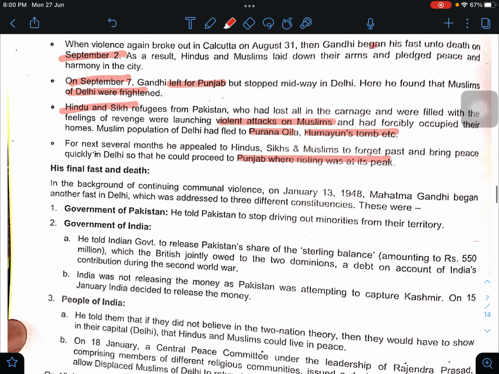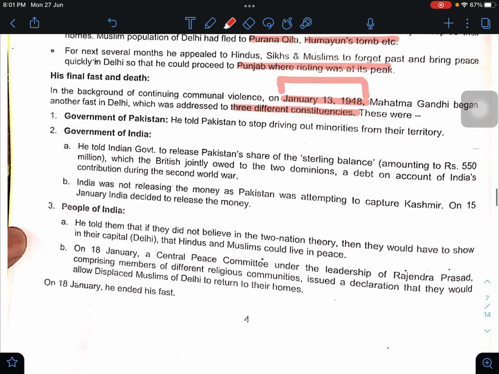His final fast and death. In the background of continuing communal violence, on January 13, 1948, Gandhi began another fast in Delhi. Violence was continuing at that time also. His fast was addressed to three different constituencies. What were the constituencies? The Government of Pakistan, the Government of India, and the people of India.